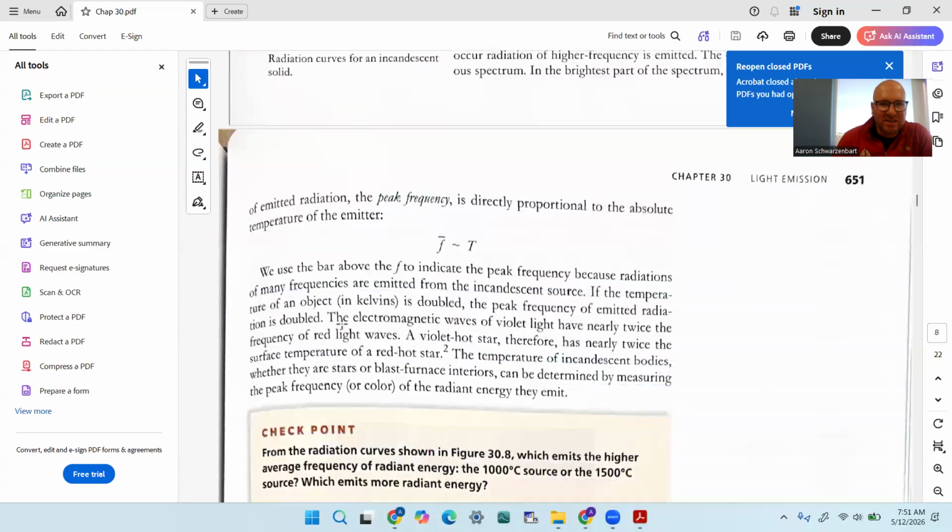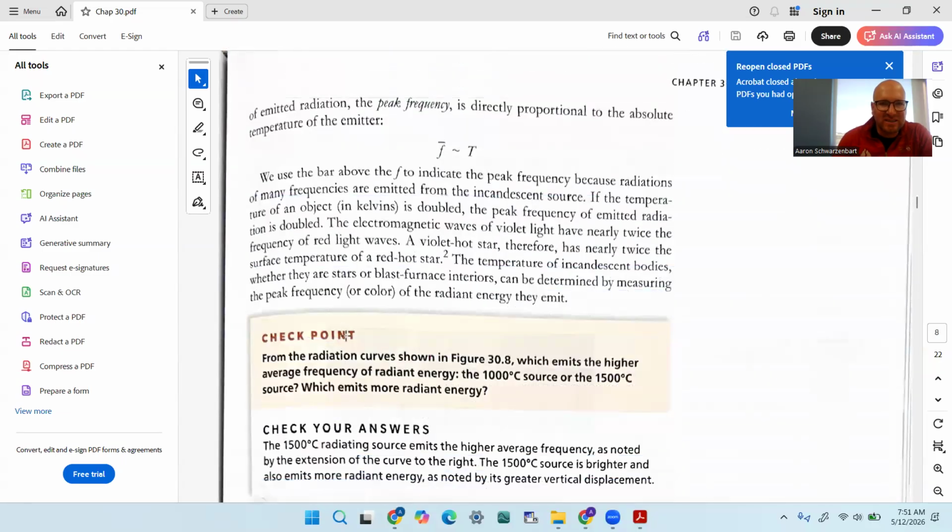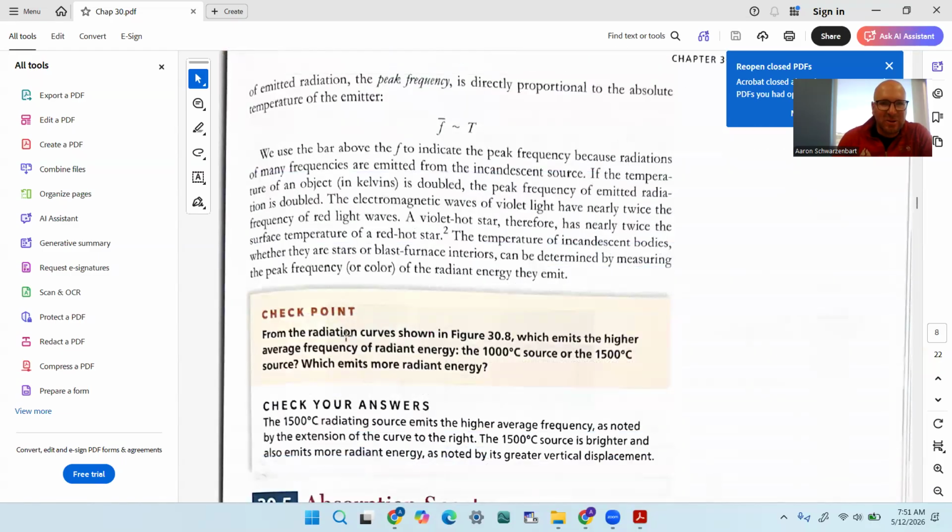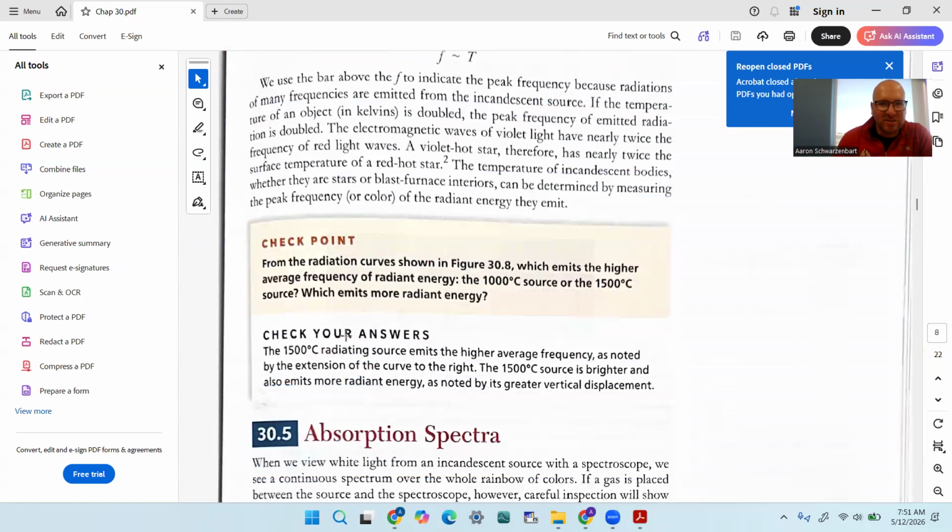That's kind of the basics for incandescence. Peak frequencies are generally measured in Kelvin. A violet star would be nearly twice as hot as a red hot star. Okay, because of violet being the higher frequency.